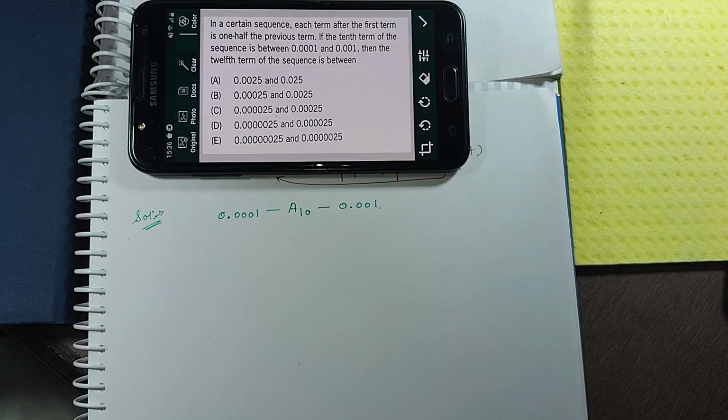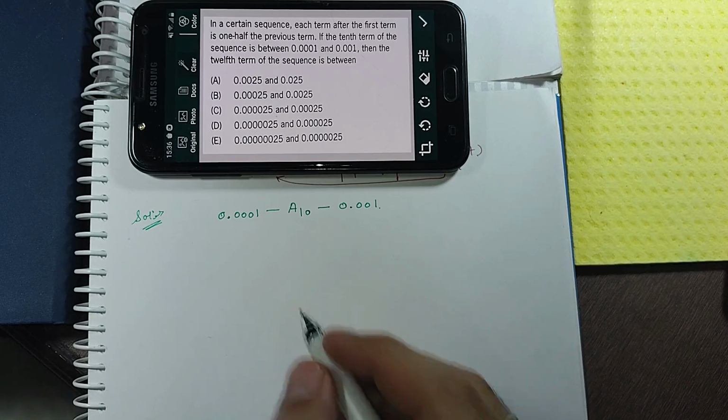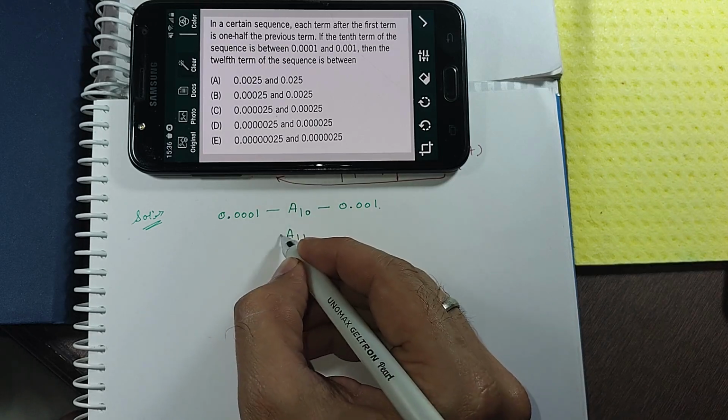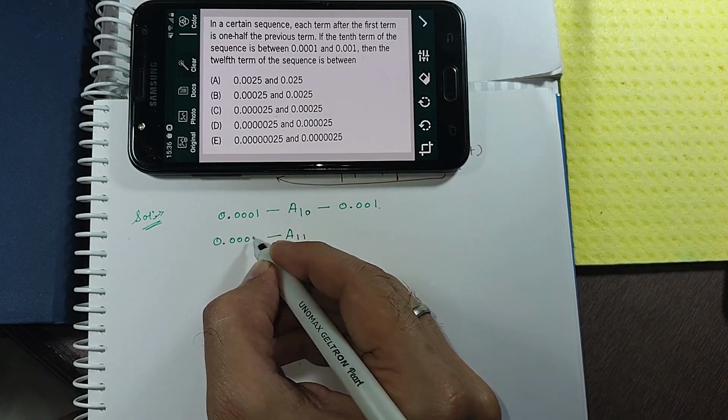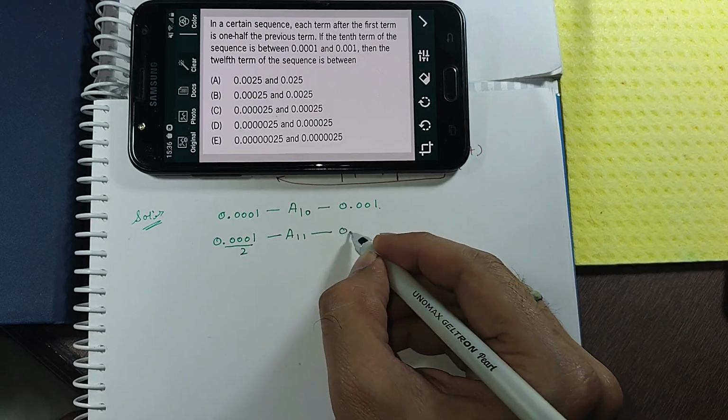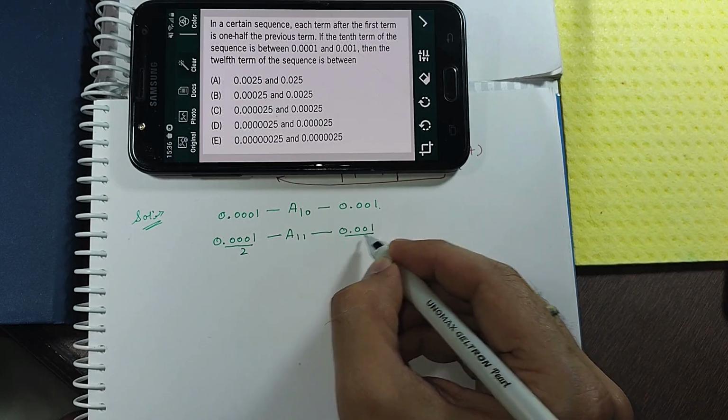Right? Now he asks us that the 12th term of the sequence is in between. First of all we need to find the 11th term. So the 11th term will be in between half of this, as the terms increase. So it will become half of it, as he has given that this is the sequence.